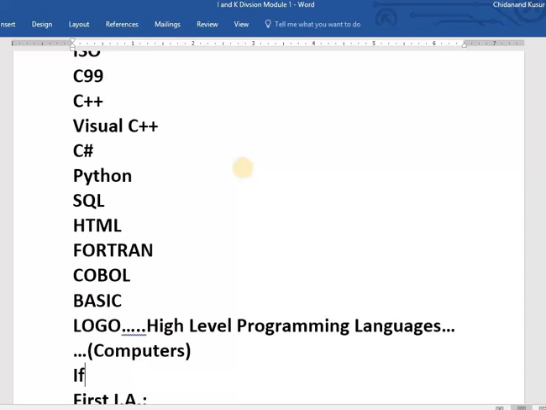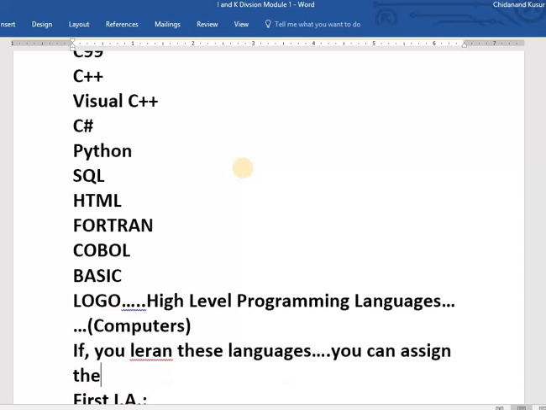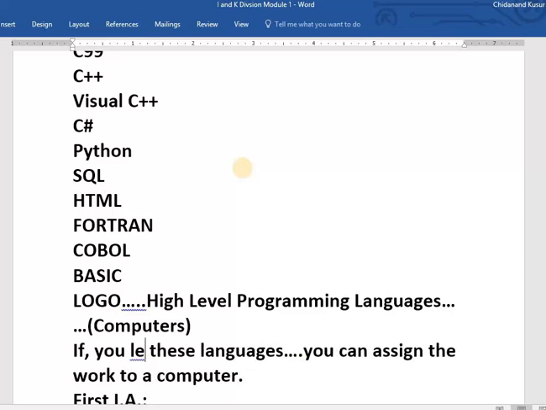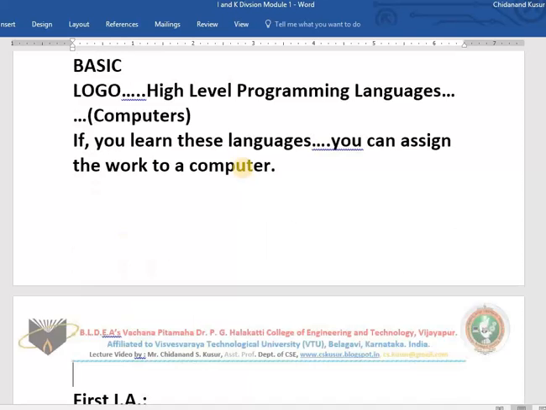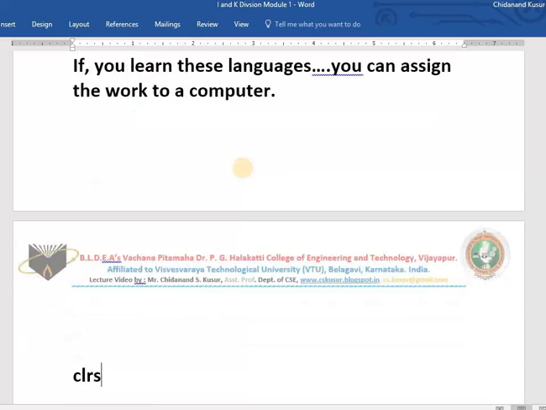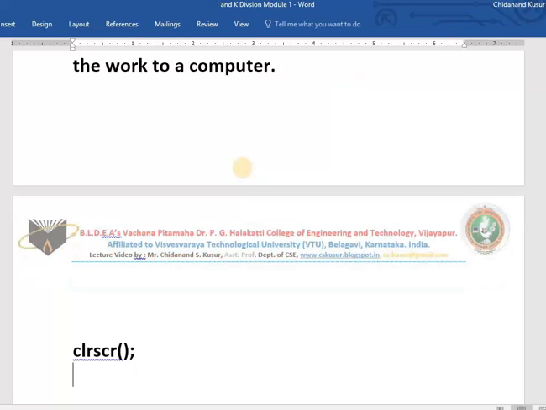If you learn these languages, you can assign work to a computer. Why do you learn these languages? To assign work to a computer system. I will tell the machine, dear machine, clear the screen. Dear machine, print the message Hello World.